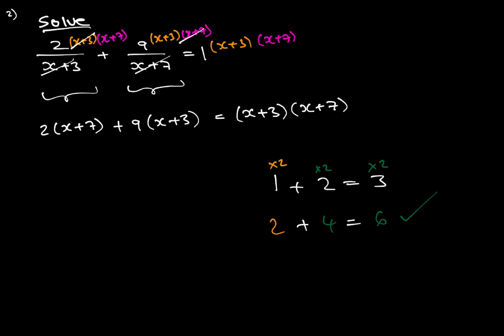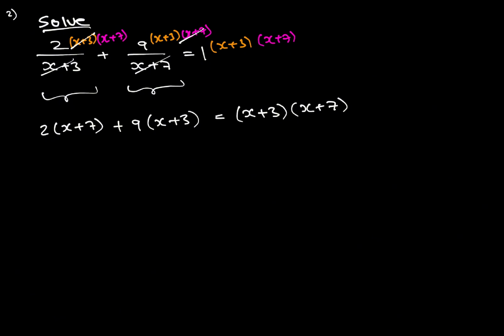So we follow that same principle when we are cancelling out denominators. If you're multiplying one of the terms by x plus 1, for example, you have to multiply every single term in that equation by x plus 1 so that it retains its value.